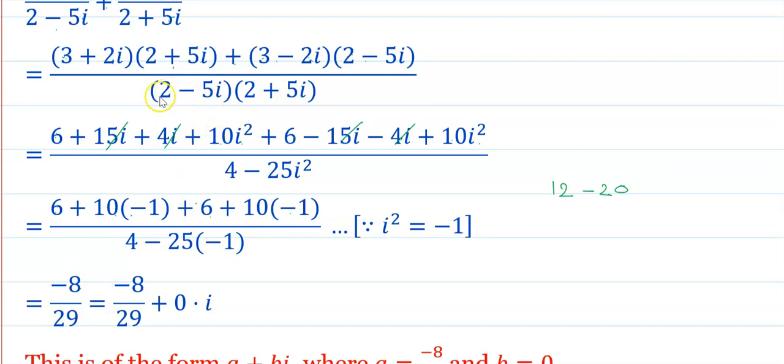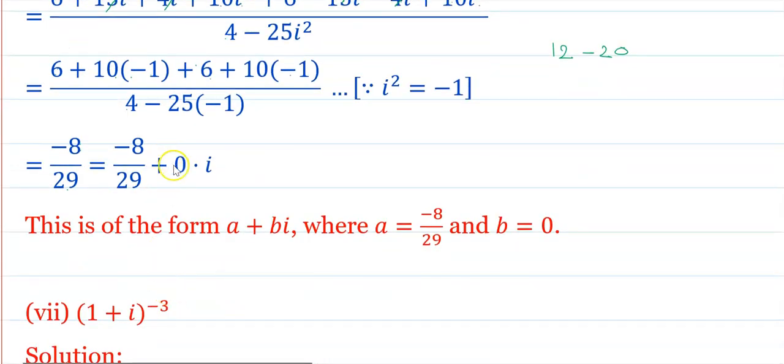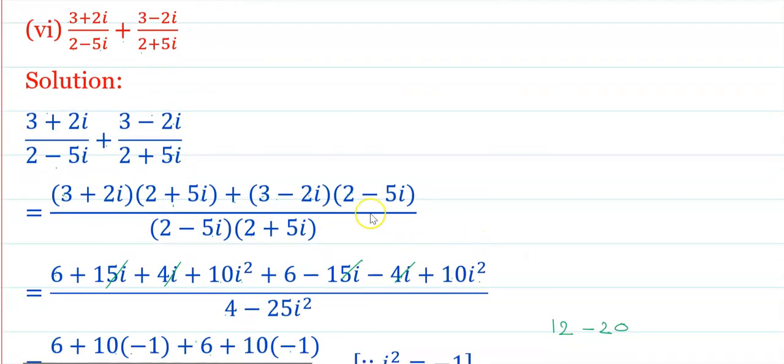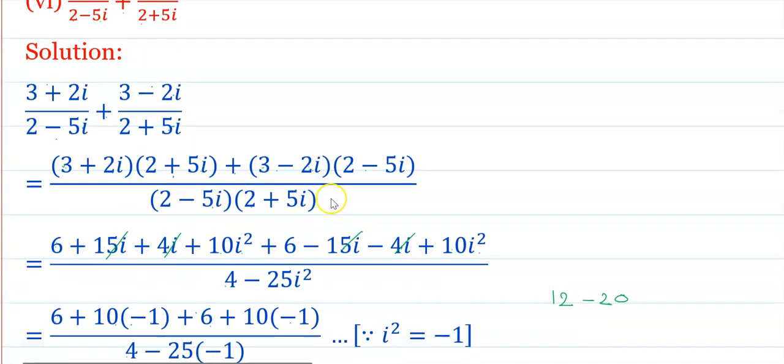Now what about the denominator? 2 minus 5i into 2 plus 5i, that is a square minus b square. i square is minus 1. Therefore 25 into minus 1, that will become plus 25. Therefore 4 plus 25, that is 29. And hence minus 8 upon 29. It's a purely real part. Imaginary part is 0 and hence this is of the form a plus ib where a is minus 8 upon 29 and b is 0. Okay. See this here, you can look again: cross multiplication, product, and simplification.